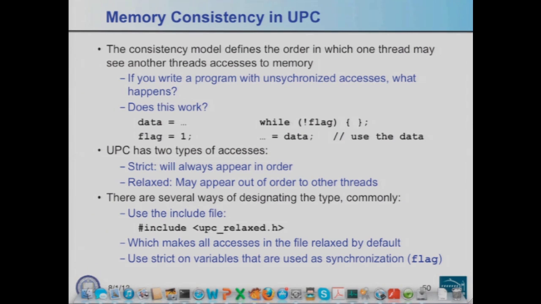Maybe the easiest way to think about this is imagine that flag is sitting locally with affinity to you. They're both in the shared address space, but you have affinity to flag, but you do not have affinity to data. It's living someplace else. So you write data. It takes a long time for that write to get there, and then you write flag, and that's very fast. And if you're using a relaxed ordering, the flag can be written before the data is written. So you need to be careful then about using these strict operations. These are similar to memory fences, and in fact there is a version of a memory fence in UPC as well.